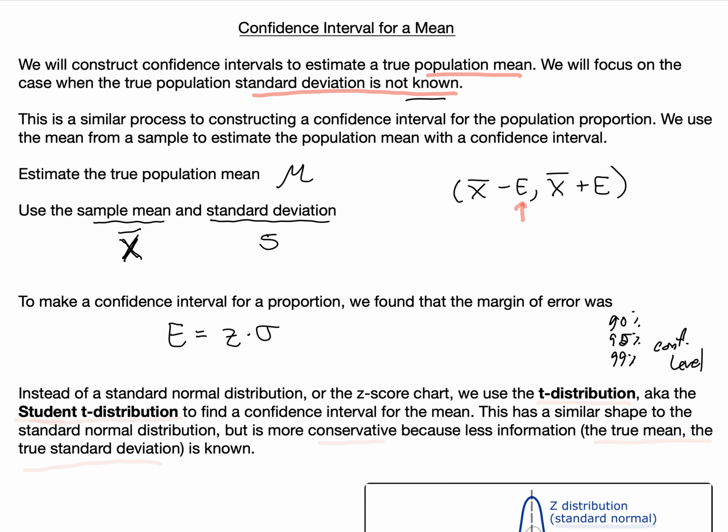When we estimate the population mean, instead of using the z-score chart or the standard normal distribution, we're going to use what's called the t-distribution. It's also called the student t-distribution.